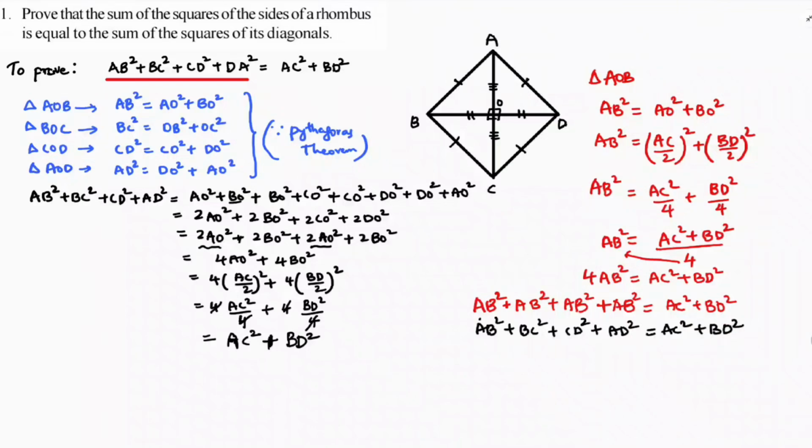So the sum of the squares of the sides of a rhombus is equal to the sum of the squares of its diagonals. Sometimes they may ask only this part as an answer: 4AB square equals AC square plus BD square. This also they may ask. So in this way we need to prove this.